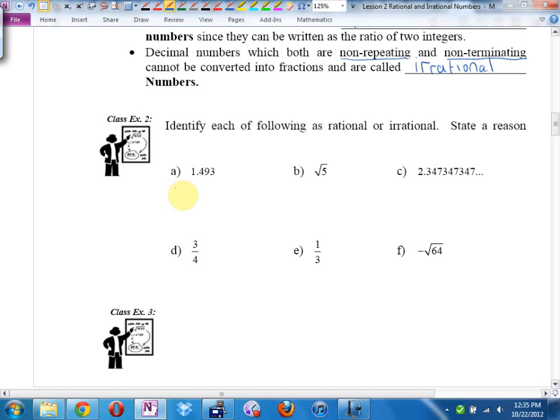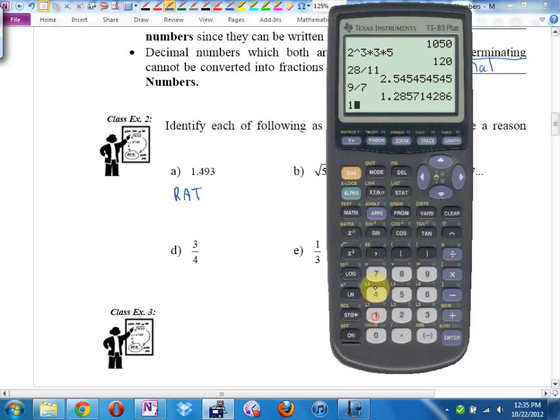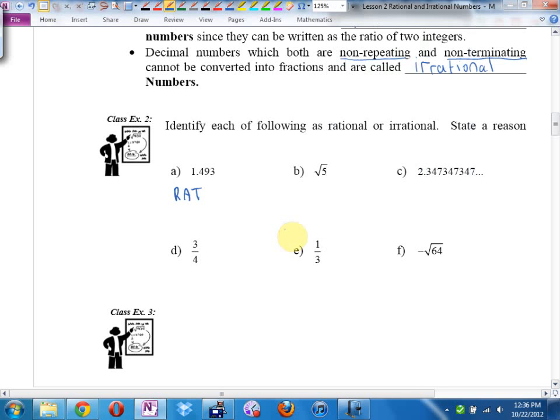It's rational. How would you write that as a fraction, Mr. Duick? How many decimals are there? Count. How many numbers are there after the decimal point? If you take the number 1493 and you divide it by that many zeros, 3, there. I just wrote it as a fraction. 1.493, as it turns out, is 1493 over 1,000. That sounded like a fraction. B, root 5.